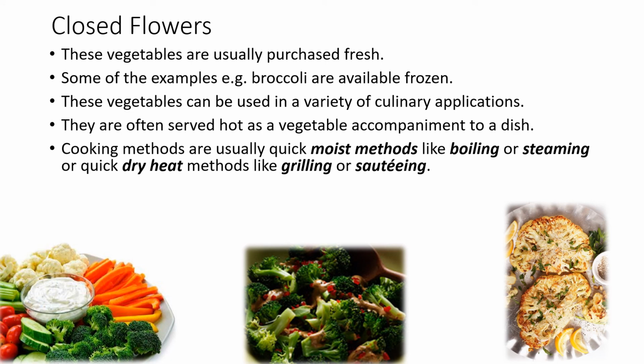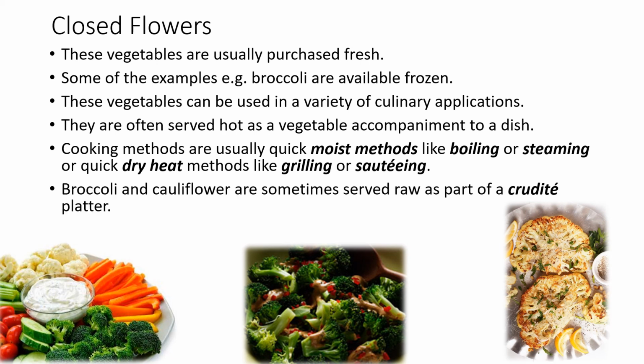Cooking methods for this part of the plant, the closed flowers, are usually very fast moist heat methods like boiling or steaming, or very fast dry heat methods like grilling or sautéing. These parts of the plants tend to cook very quickly, and don't require long cooking processes. We don't need to tenderize these parts of the plant, so very fast methods, either moist or dry heat methods, are often used for these dishes.